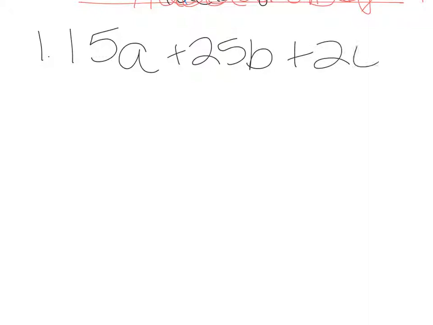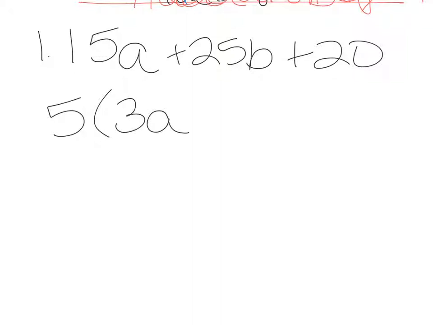Okay, first one, I want to factor 15a plus 25b plus 20. Remember, I need the greatest common factor between all of my terms. So 15a, 25b, and 20, the only thing they have in common is a 5. Now I'm thinking, if I were to redistribute that 5, 5 times what would give me that 15a? Hopefully you guys can come up with 3a.